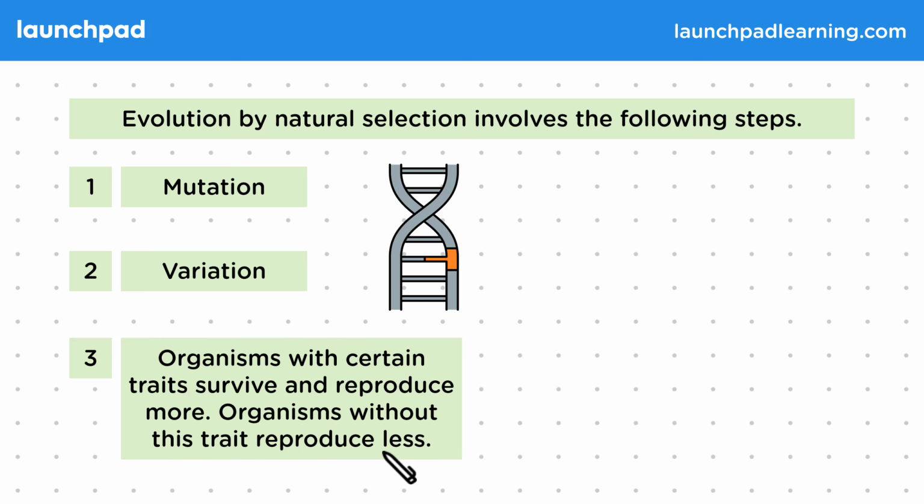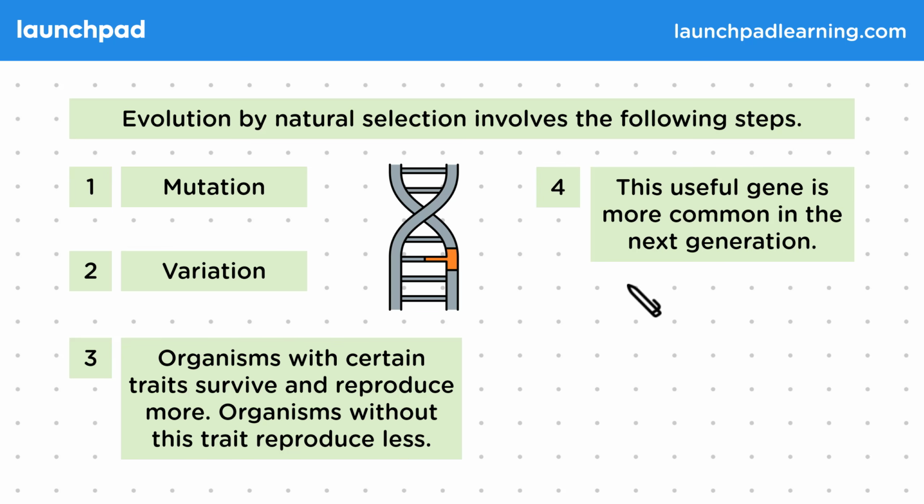The reason for this is all about survival. Beneficial mutations mean that organisms are able to survive longer and have greater chances of reproduction. Or certain traits might mean that individuals have a greater chance of being chosen as a mating partner. As a result, this useful gene is more common in the next generation. This is often referred to as the survival of the fittest.